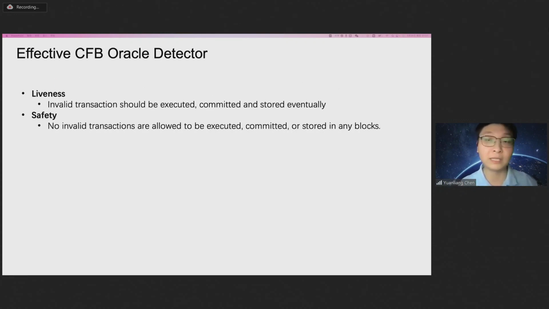The first two Oracles are transaction related. The liveness Oracle guarantees that all valid transactions must be executed, committed, or stored in a specific block eventually. The safety Oracle guarantees that any invalid transactions are not allowed to be executed, committed, or stored in any blocks.